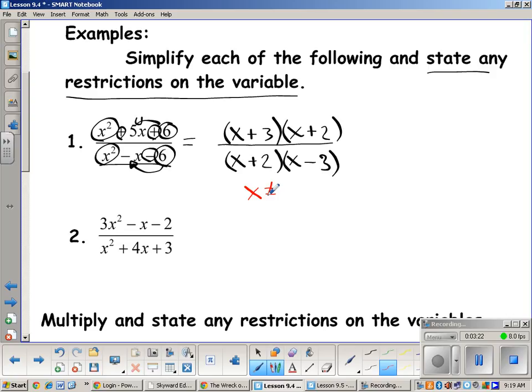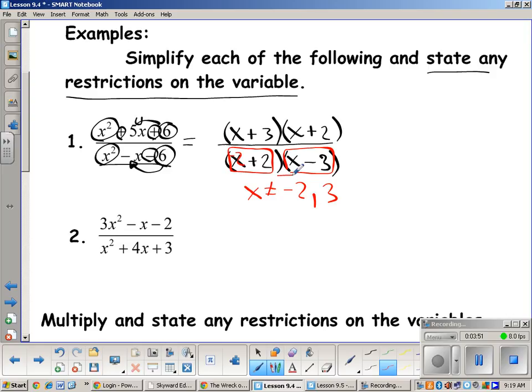That's okay, but what can't x be? x cannot be negative 2, and it can't be positive 3, because if I put 3 in here, 3 minus 3 is 0, and that creates a 0 in the bottom. If I put negative 2 in here, negative 2 plus 2 is 0, and that creates a 0 in the bottom. So there are my restrictions.